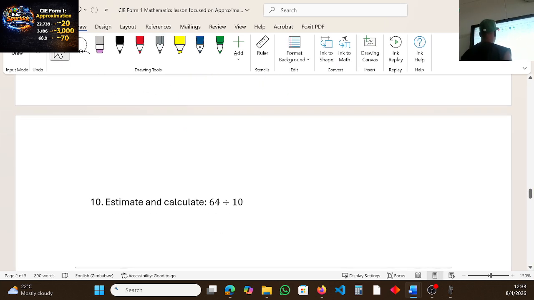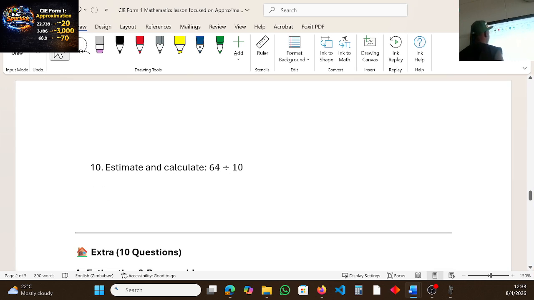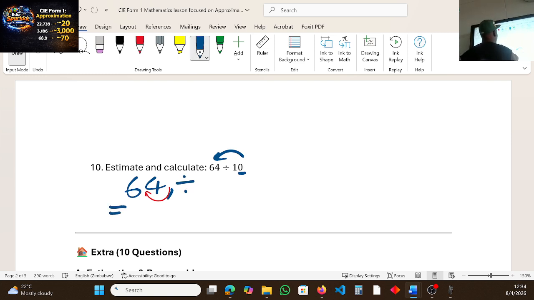Try and have a look at the last problem. Estimate and then calculate. If we are calculating 64 divided by 10, the rule says when we are dividing by multiples of 10, we assume the comma is always at the front if there's nothing in front of the 4. Then when we divide, it's like we move our comma corresponding to the number of zeros. There's 1 zero, so it means our comma must move 1 step to the left. So when I'm dividing 64 by 10, my result is actually 6,4.